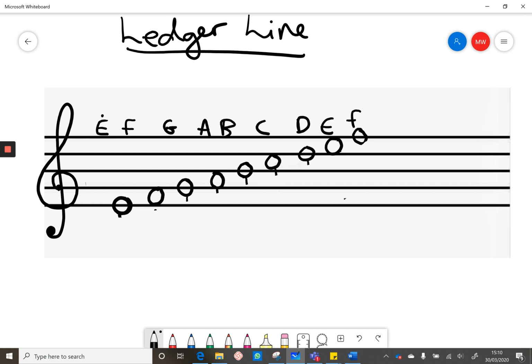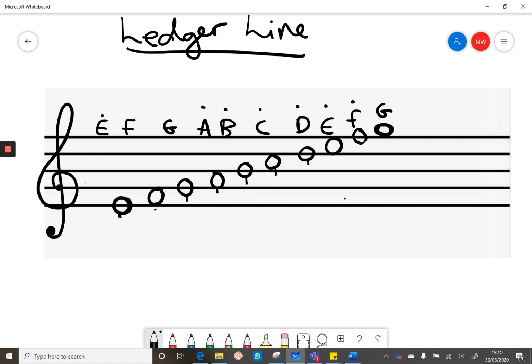So, F here is on a line. If we think about our pattern, line, space, the next note needs to be in a space. But we're not going to put it up here because it needs to be close to the line that has just happened. So we put it there, and that would be my next note. And then all I need to do to find out that note is do my alphabet. So if we start with A, B, C, D, E, F, this is going to be G.